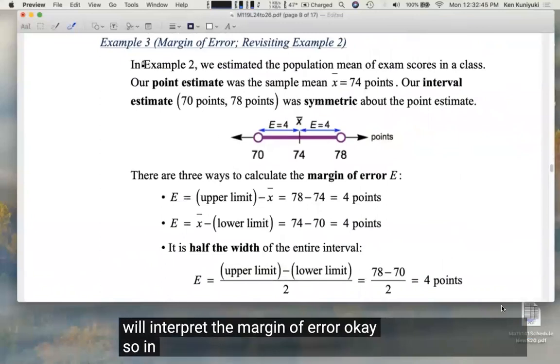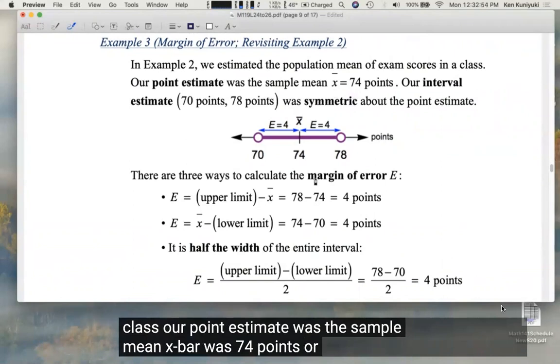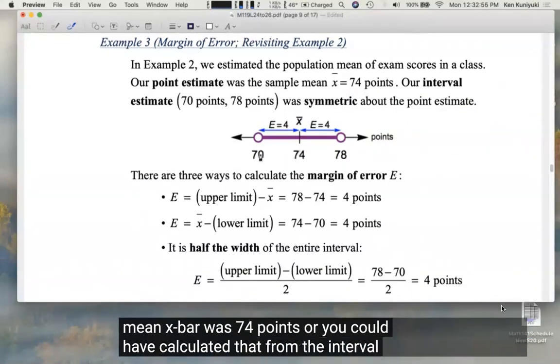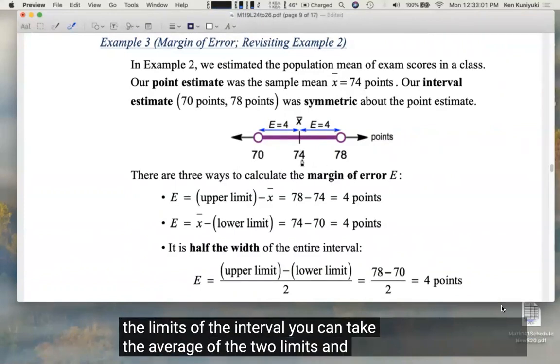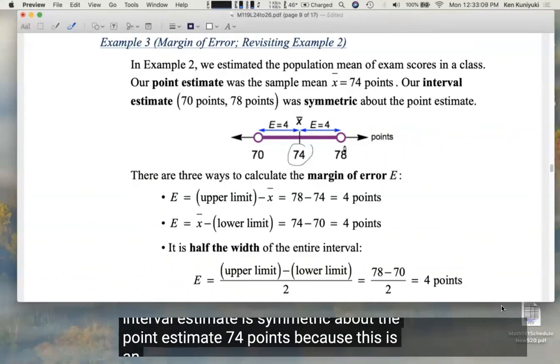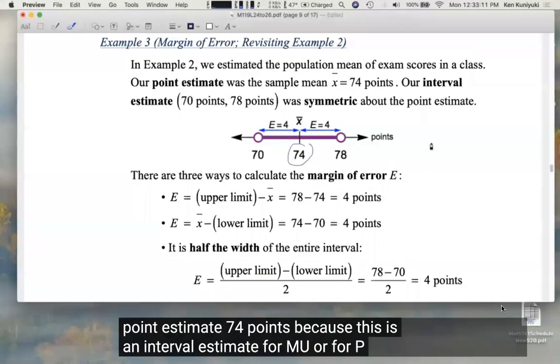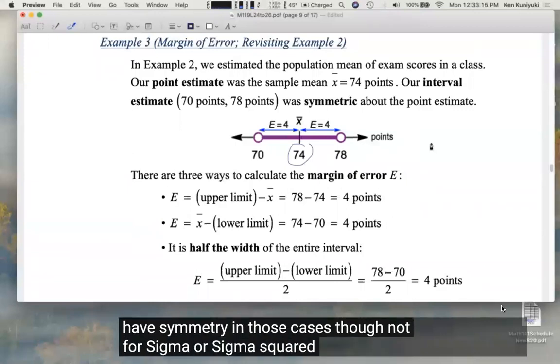Okay, so in example 2, we estimated the population mean of exam scores in a class. Our point estimate was the sample mean. X bar was 74 points. Or you could have calculated that from the limits of the interval. You could take the average of the 2 limits and get the point estimate, the sample mean. Our interval estimate is symmetric about the point estimate, 74 points, because this is an interval estimate for mu or for p. We have symmetry in those cases, though not for sigma or sigma squared.